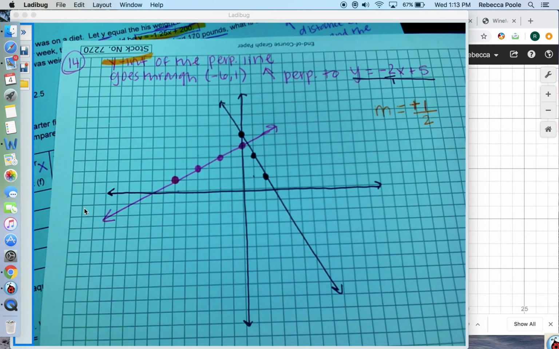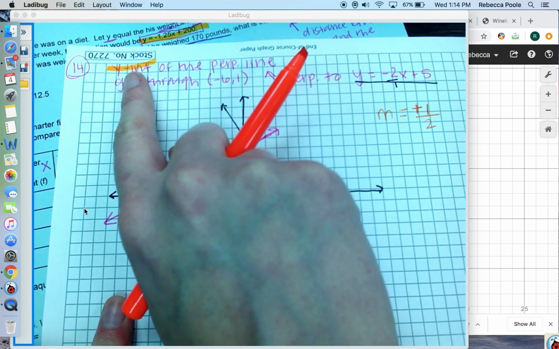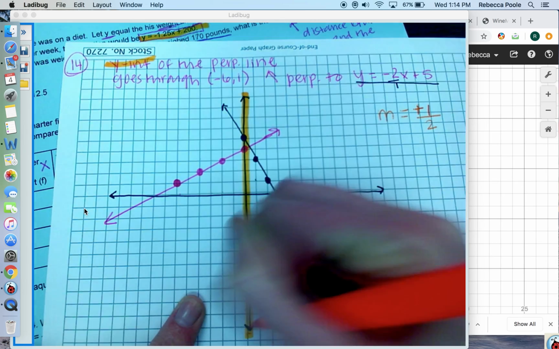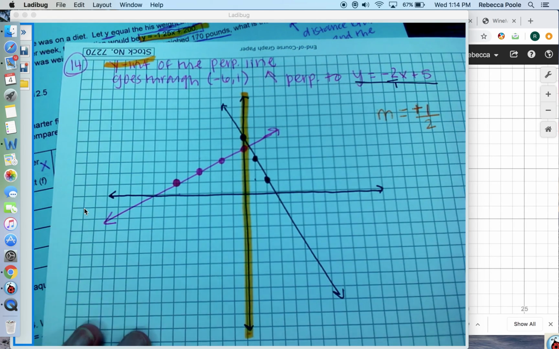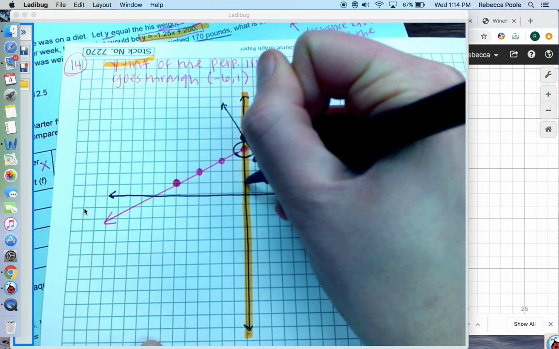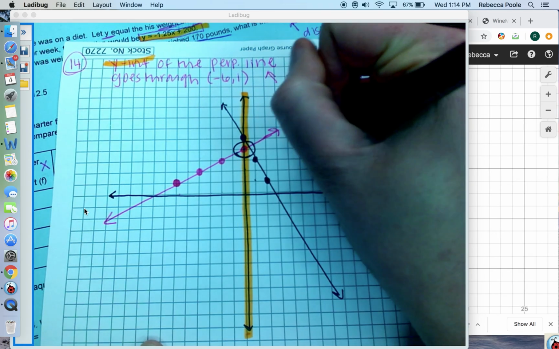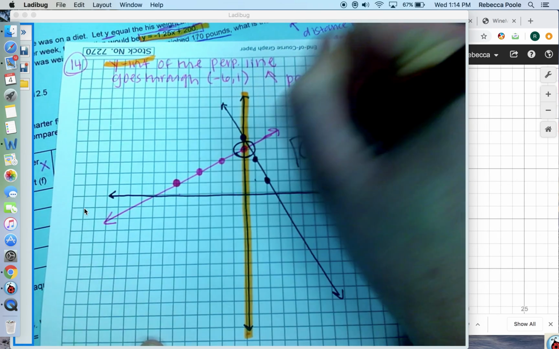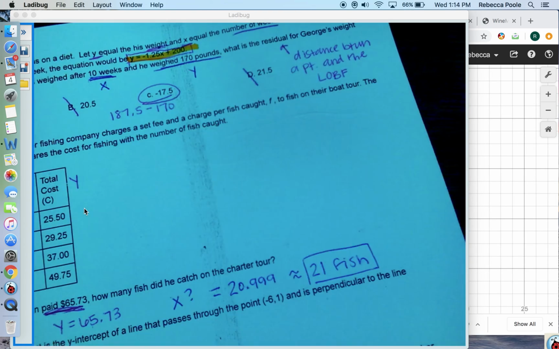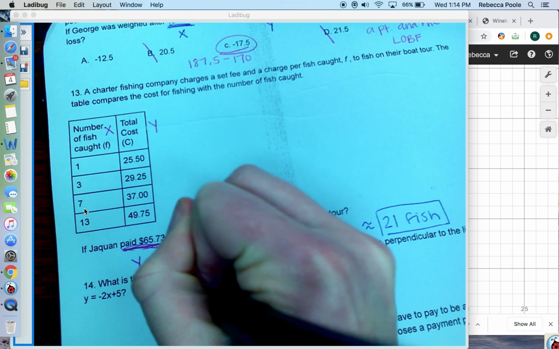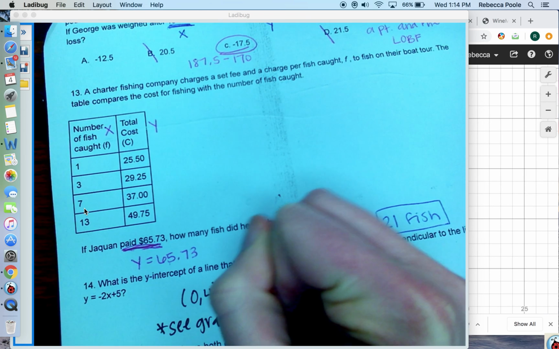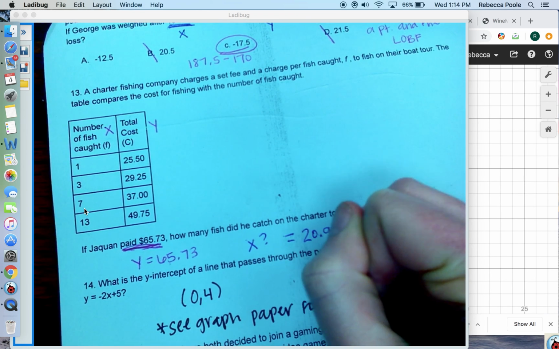All right, so now what they really wanted to know, there's your perpendicular line. They wanted to know the y-intercept of that perpendicular line. So where my pink line crosses the y-axis. Well, if you find the pink on the y-axis, it's right here, and it's at 1, 2, 3, 4. So the y-intercept of that pink line is going to be 0, 4. That's my answer. Okay, so I'm going to go put 0, 4 on our paper. And I'm going to say, see graph paper for work.